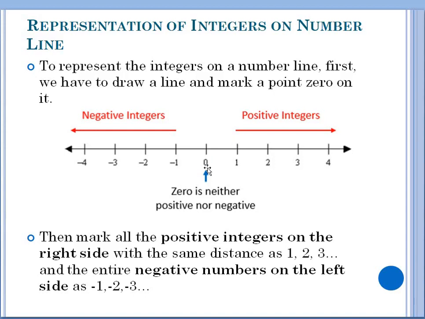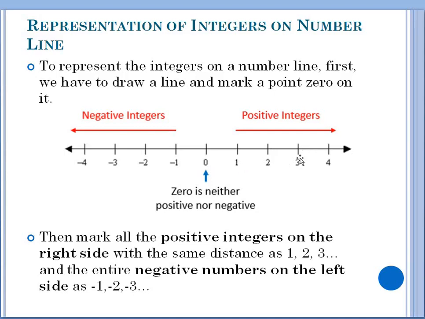Here you can see it is 0. Here to the right +1, +2, +3 and so on. To the left -1, -2, -3 and so on. Remember, as you go to the right hand, the value increases. As you go to the left hand, the value decreases. So therefore 2 is greater than 1.